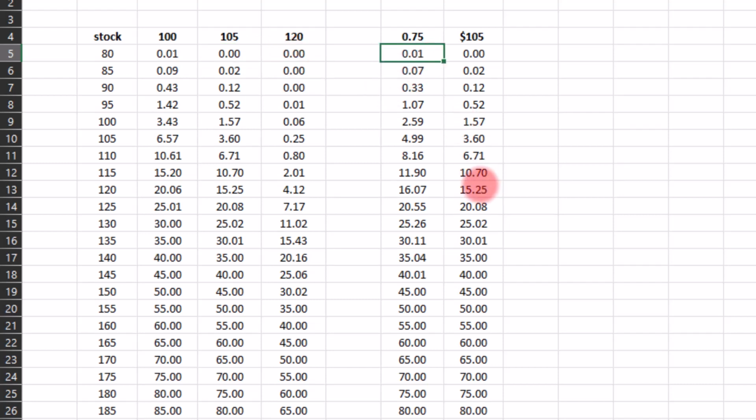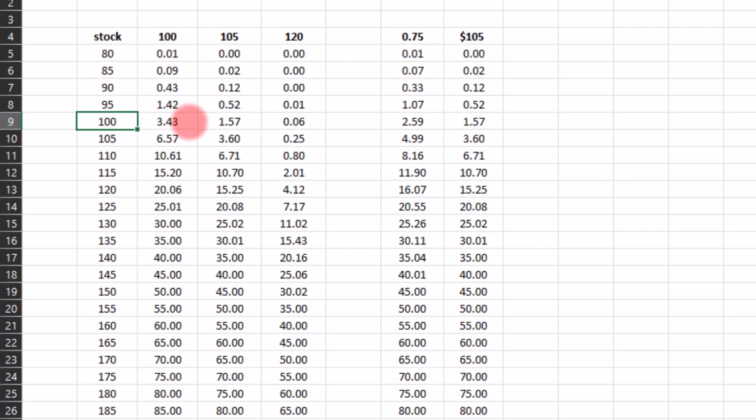There we get 0.01. So again, that's 75% of that number plus 25% of that number gives us 0.01. We're going to compare it to the 105 value, which is 0. So the question is, is the 105 value here less than or equal to this column? Yes, it is.